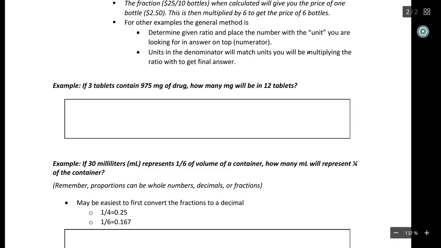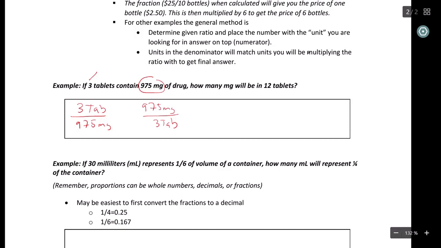So if we have 3 tablets and they contain 975 milligrams of drug, how many milligrams will there be in 12 tablets? So the first thing that we always have to recognize in these problems is really the ratio. Remember, you're always digging around trying to find ratios. So we have a nice ratio here. We know that 3 tablets contain 975 milligrams. So I can put 3 tablets, right? It has 975 milligrams. Or I'm either going to have 975 milligrams and 3 tablets. I can write that either way.